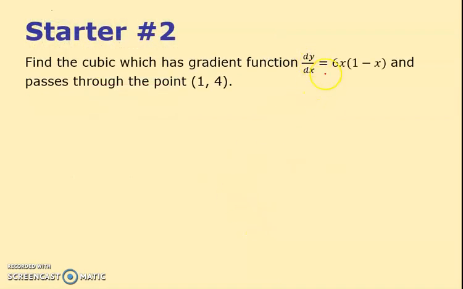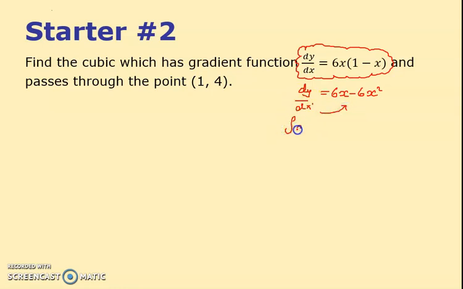Now this is what I was saying about. These are the simple ones, and when you do exercise 6a in a bit, you'll find a lot of them look like this. This is a pretty straightforward dy by dx equals some function. Now, first of all, I don't like that bracket, so I'm going to multiply it out. 6x minus 6x squared. That's fairly straightforward. Now, you'll notice it says dy by dx.